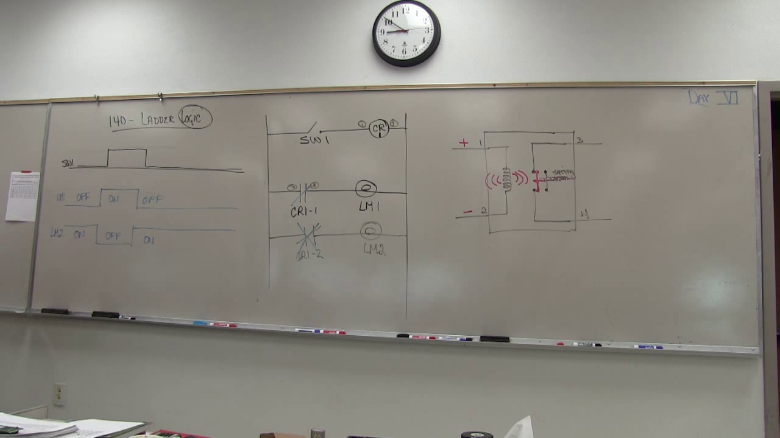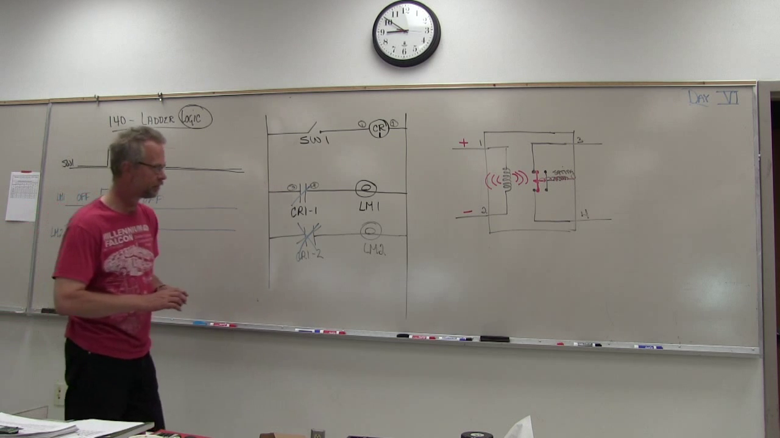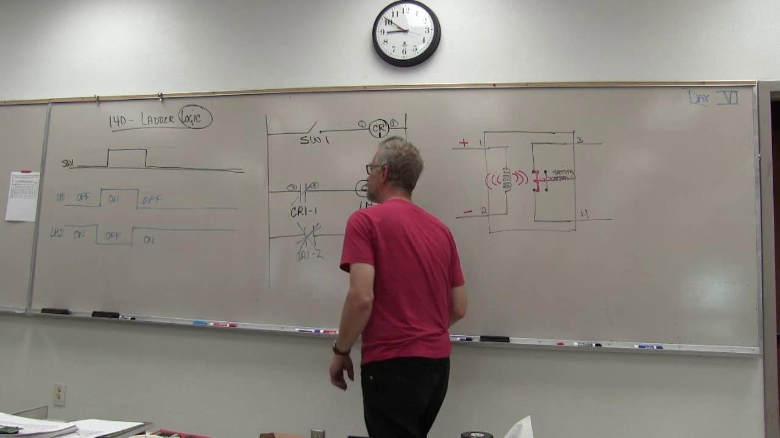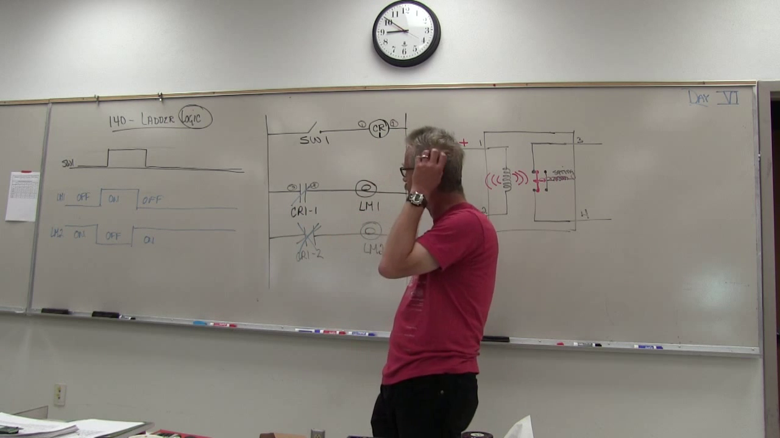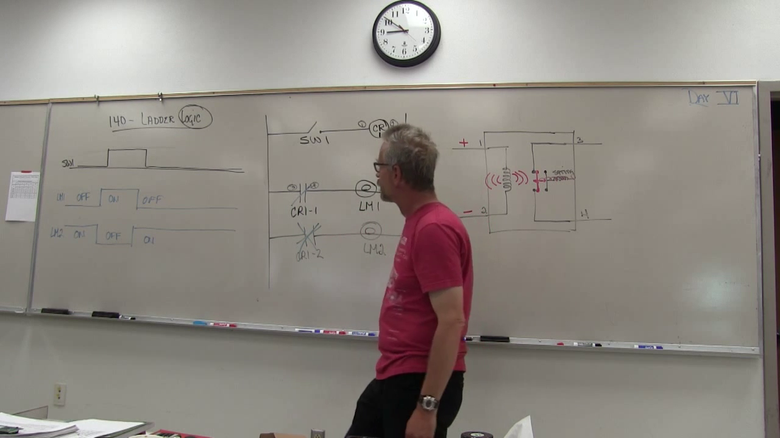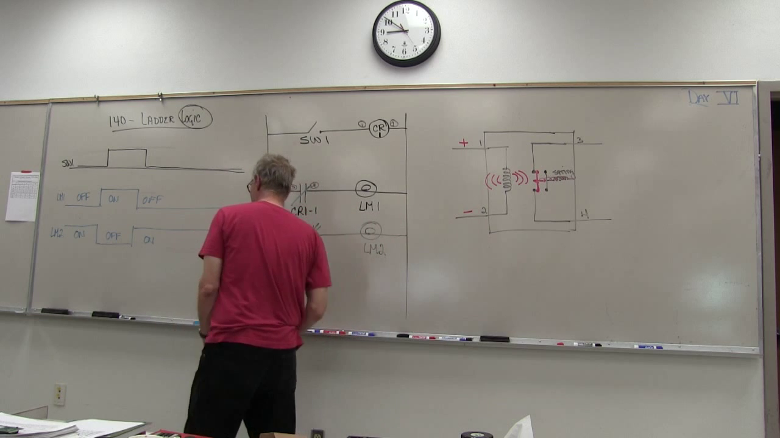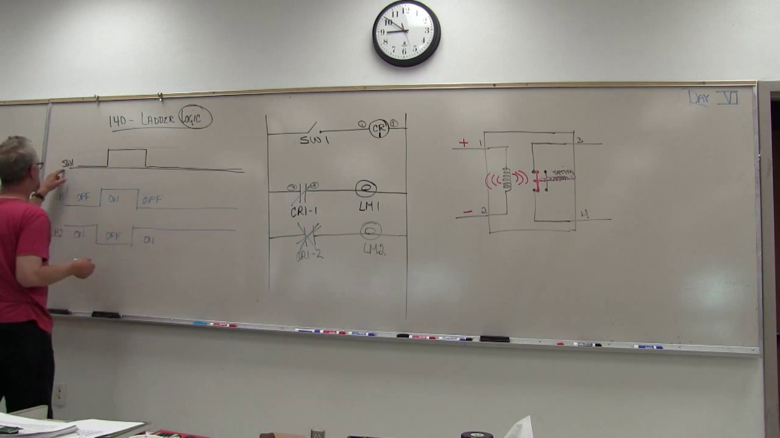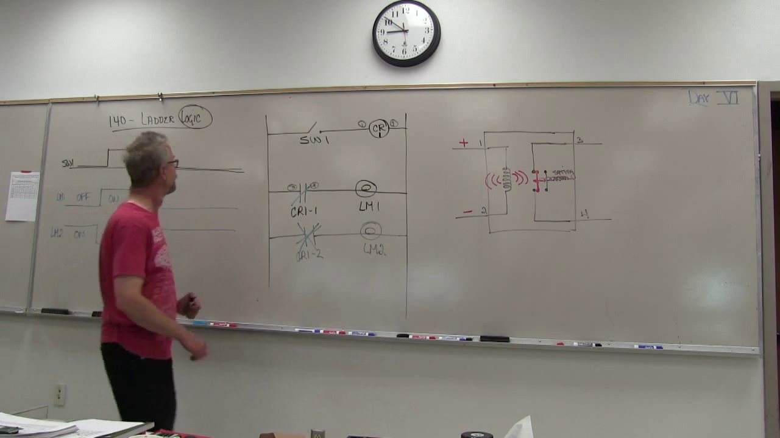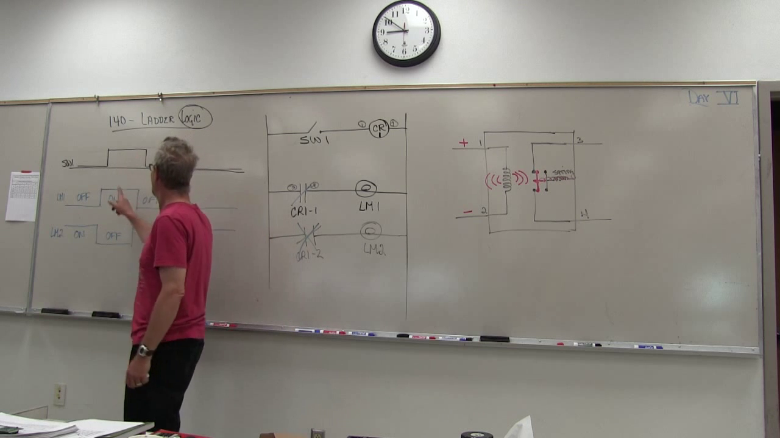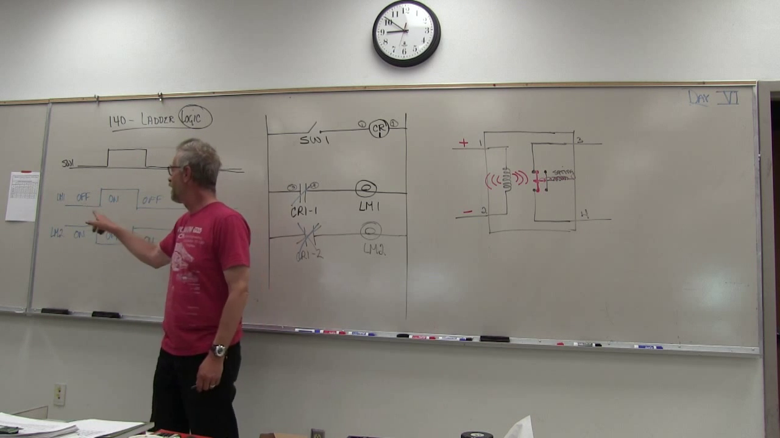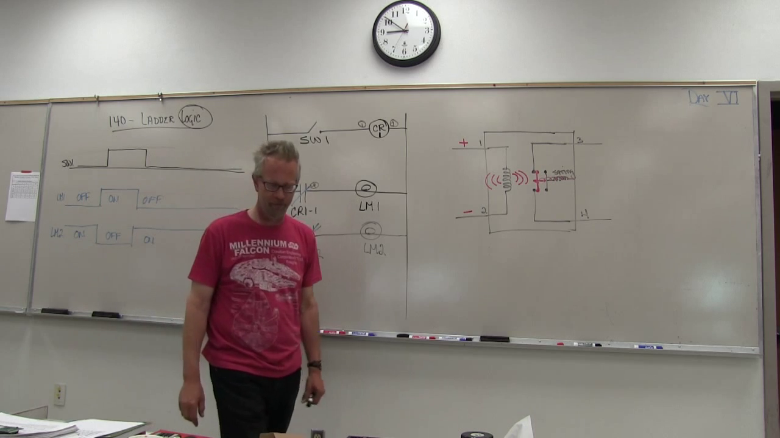And there's what we call a timing diagram. When switch 1, I should put SW1. It's the only switch there, so I guess it is there, but it's SW1. When SW1 is turned on, LM1 turns on, LM2 turns off.